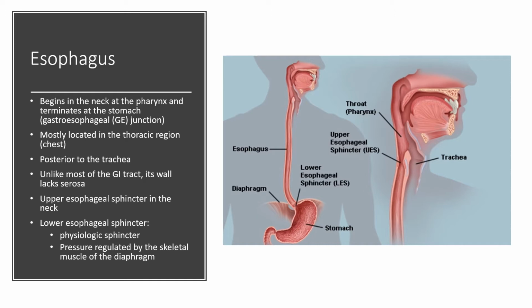The upper esophageal sphincter is located in the neck, which is right here, and the lower esophageal sphincter is located at the gastroesophageal junction, the GE junction, and it's a physiologic sphincter. It's not distinct anatomically, and it's physiologic because the pressure is regulated by the skeletal muscle of the diaphragm. So the diaphragmatic crura around the esophagus help it functionally act as a sphincter.